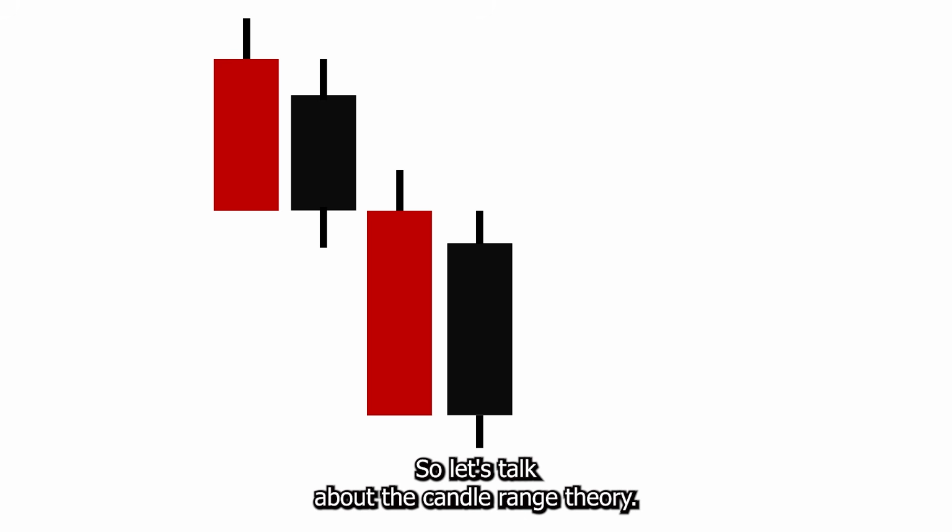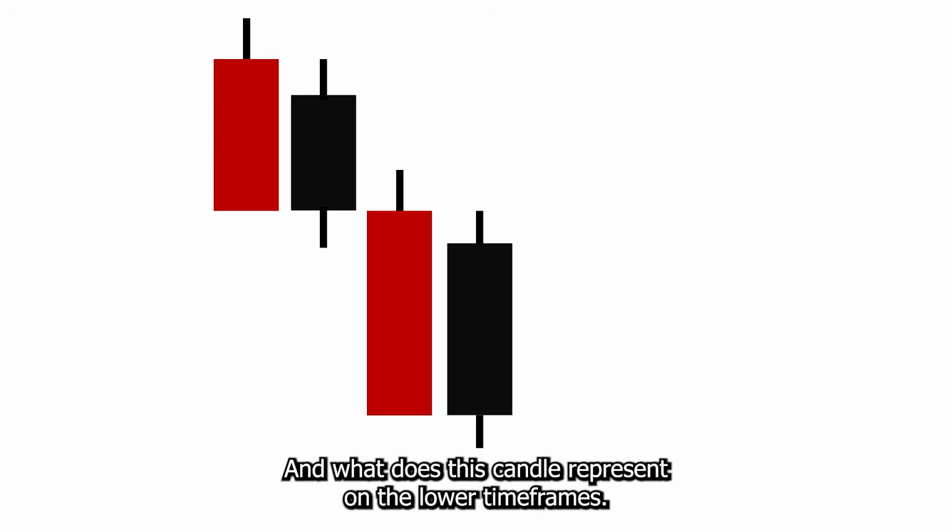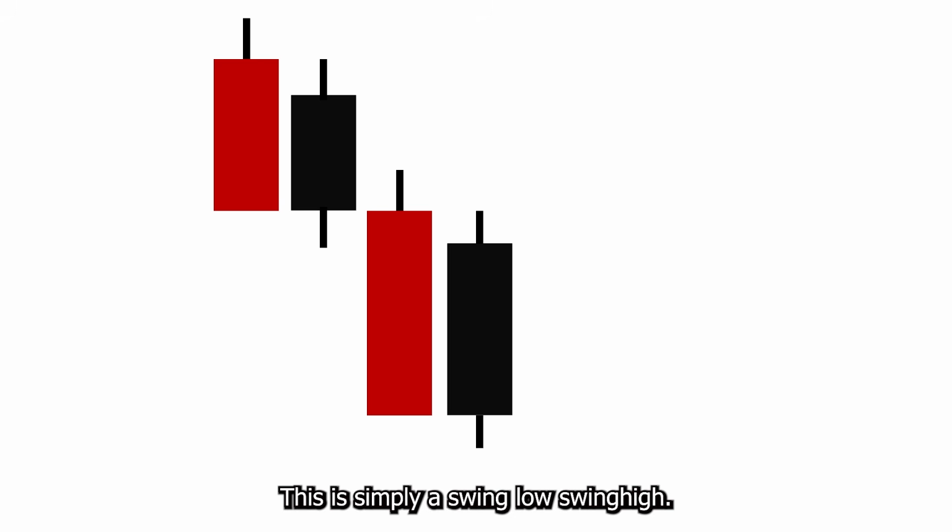So let's talk about the candle range theory. As you can see, you have a bullish candle, and understand you'll be working within this candle. The range will be formed in this candle by marking up your low and your high. And what does this candle represent on the lower time frames? This is simply a swing low and swing high. So the low of the candle here is your swing low, and the top of your candle is your swing high.